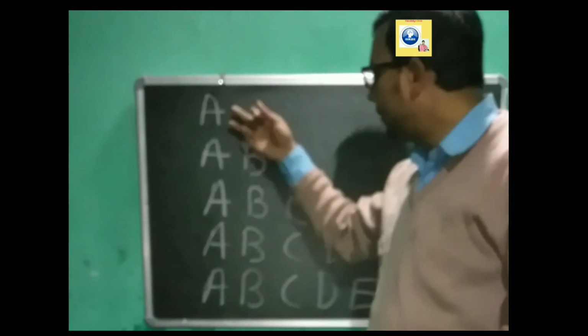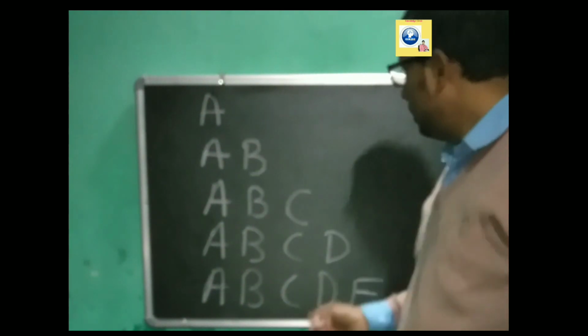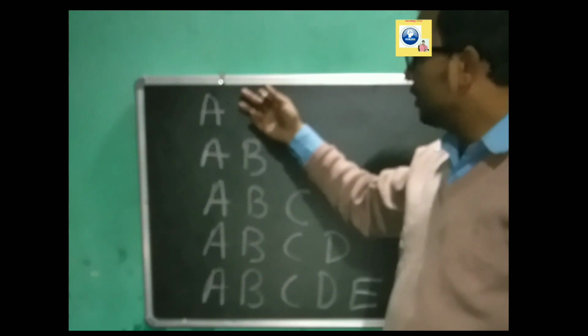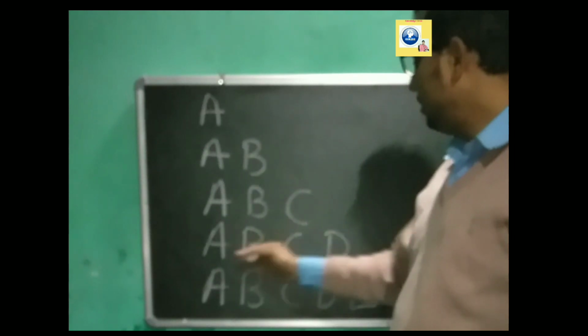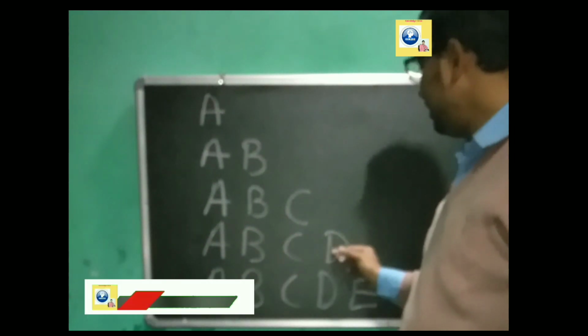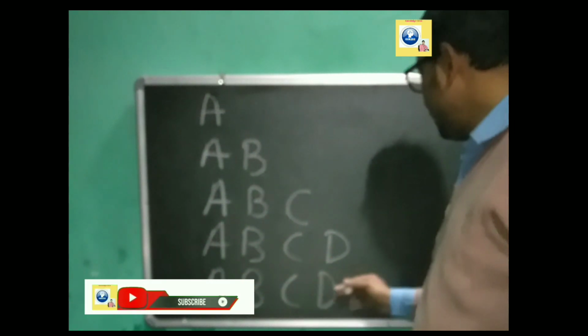As you can see, one alphabetic pattern is given on the board where we have A in the first row, A, B in the second row. In the third row we have A, B, C. In the fourth row we have A, B, C, D. And in the fifth row we have A, B, C, D, E.